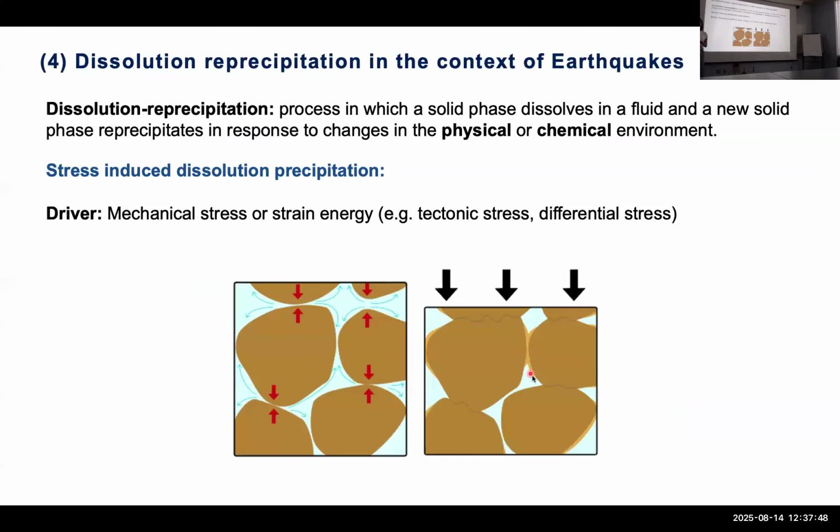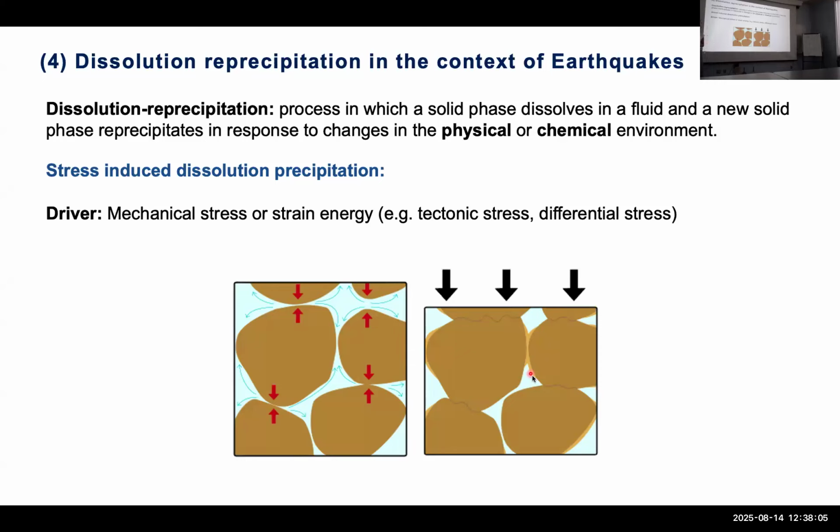Okay, so now the last process I wanted to talk about is also related to earthquakes. So this is dissolution reprecipitation in materials and geomaterials. Dissolution reprecipitation is a process where a solid phase is being dissolved by a fluid and reprecipitates a new phase. This process can occur due to changes in the physical or chemical environment.